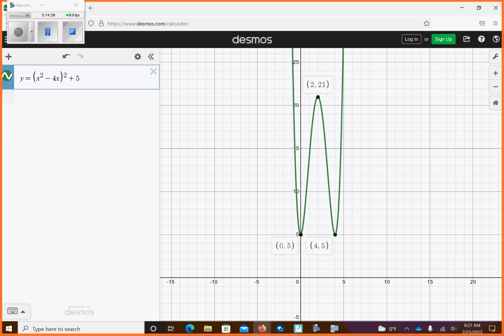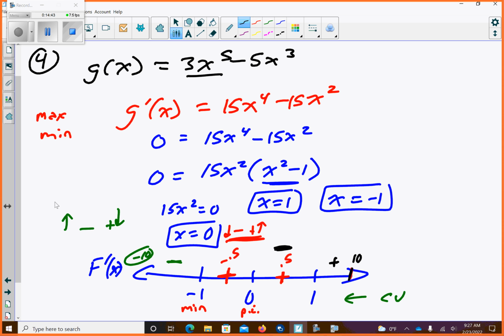All right, so got away from those. I'm not sure why that first one didn't work out the way I wanted it to. Yikes. All right, number 6. Given the graph f of x, complete the f prime chart.